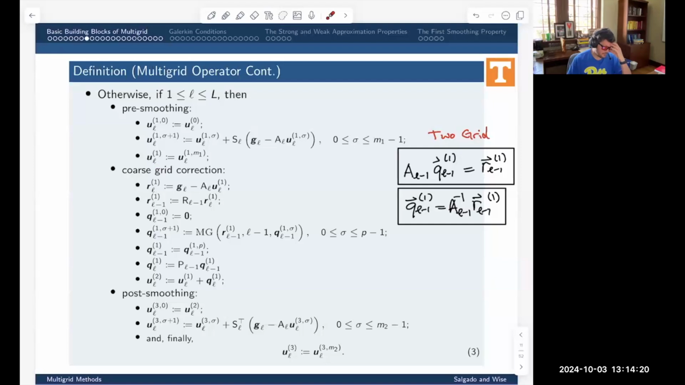And now that you've gone through the 2-grid algorithm, going through multigrid or understanding what's happening with multigrid is not such a big deal, I hope.